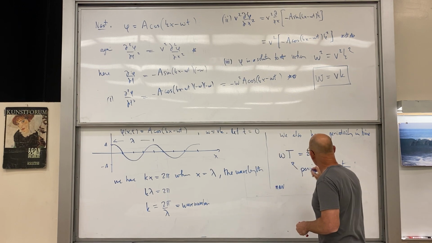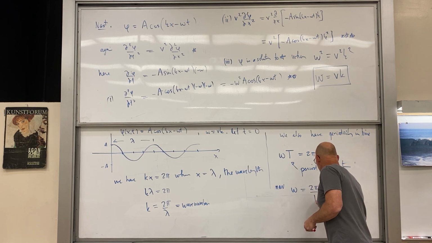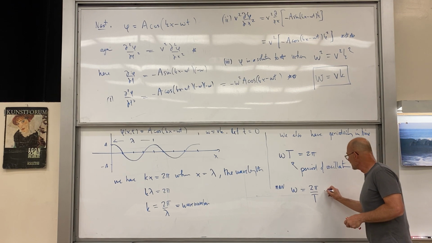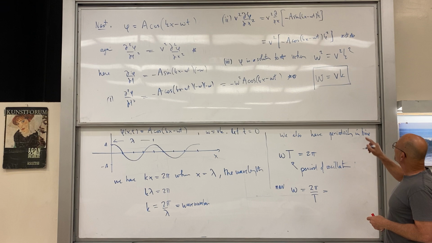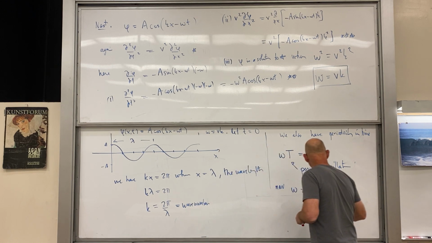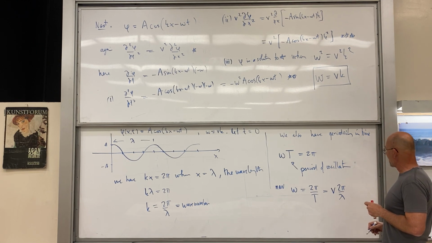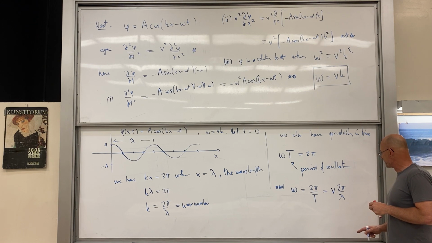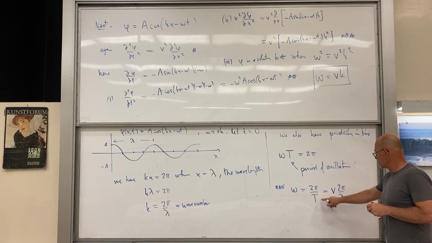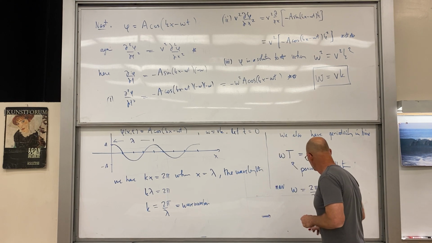Now we can go up to here and evaluate this. So we're going to have omega is equal to 2 pi divided by T on the one hand, and v times k is going to be v times 2 pi divided by lambda. So actually we have all kinds of interesting relations here now. So, which one do we want to pull out first?